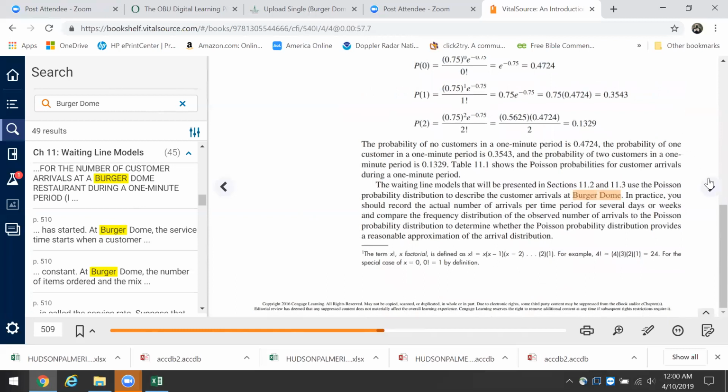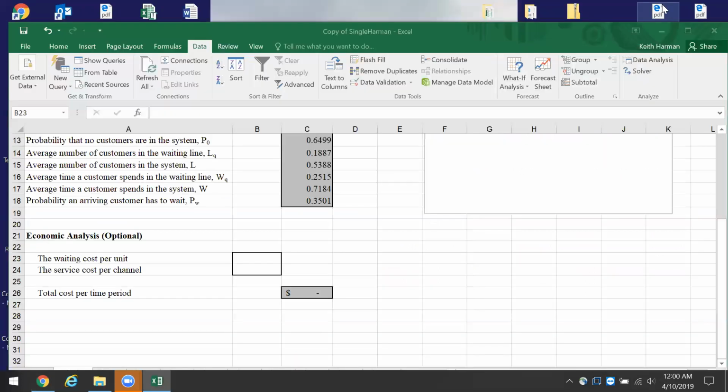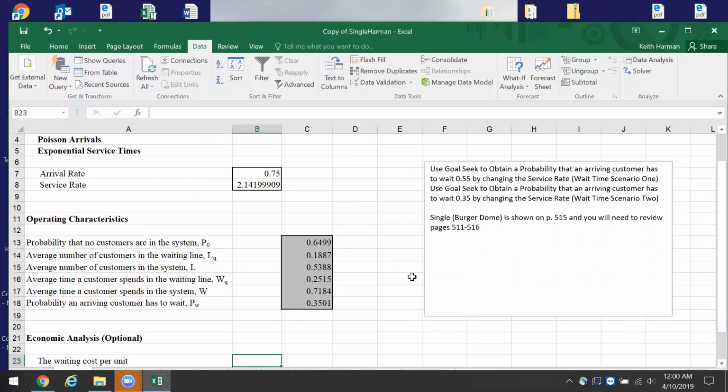Okay, I think that covers pretty well the Burger Dome problem and what we saw again, and I'll put this down here, is that we can reduce waiting time by increasing the service rates.